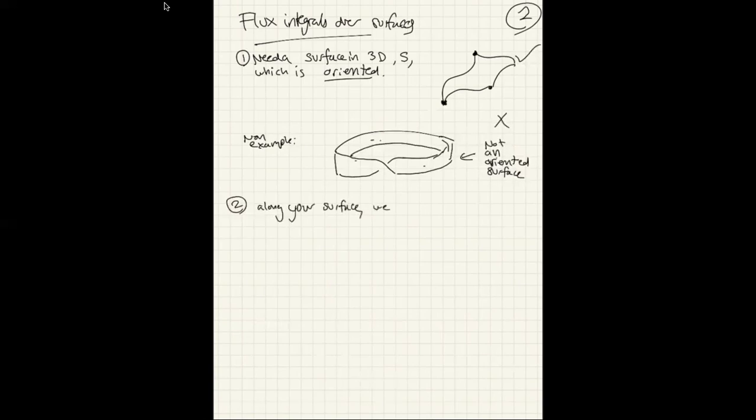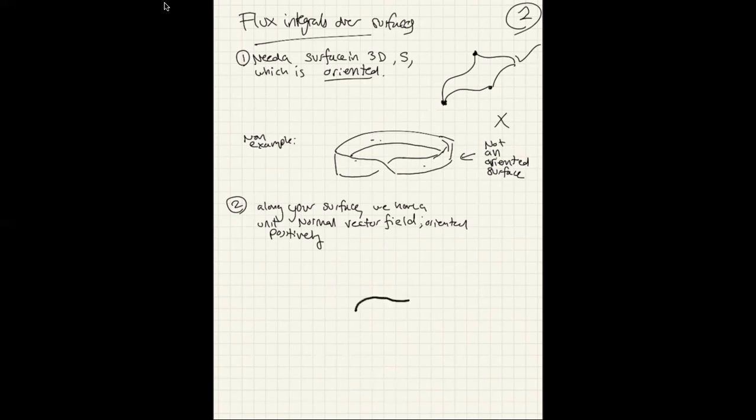we have a unit normal vector field. Okay, so it's oriented positively, meaning it's pointing through the positive side of the surface. Okay, so I'll draw the picture.